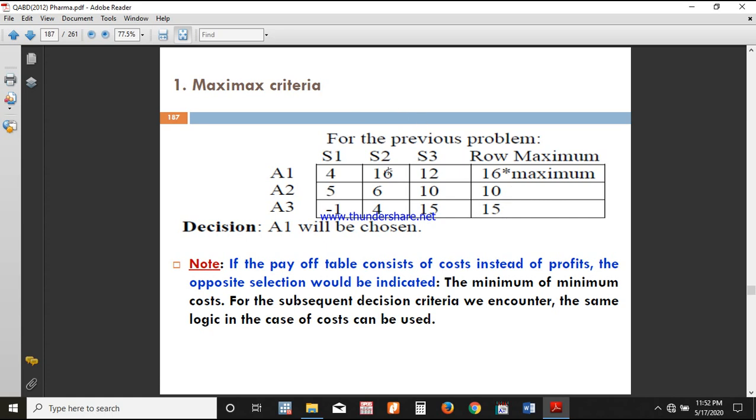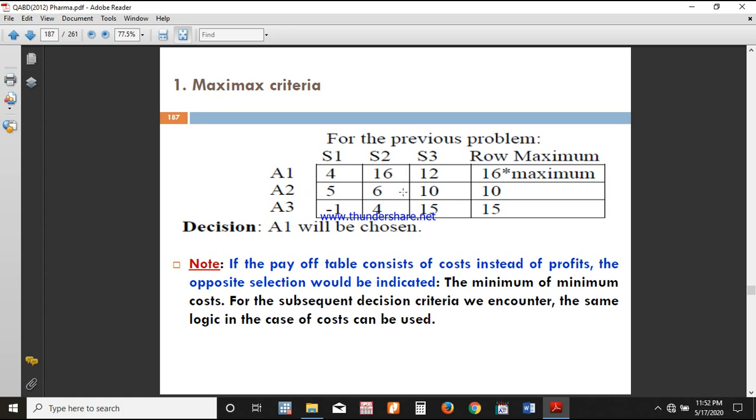Now, from these displayed maximum row values, you can choose the maximum value, that is 16, which is A1, if it is the Maximax. But what if these values are costs? Then you can choose the other side, the minimum approach you can apply here. Therefore, you can choose the minimum value, which is 4.